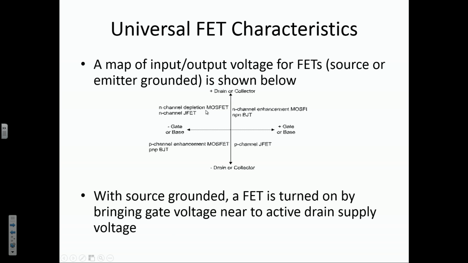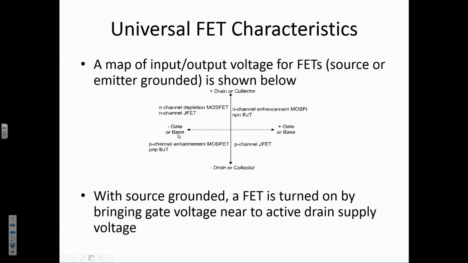you've got an N-channel depletion MOSFET or an N-channel JFET. When the drain or collector voltage is high and the gate or base voltage is high, you've got an N-channel enhancement MOSFET or an NPN BJT. When the drain or collector voltage is low and the gate or base voltage is high, you get a P-channel JFET. And when the drain or collector voltage is low and the gate or base voltage is low, you get a P-channel enhancement MOSFET or a PNP BJT.